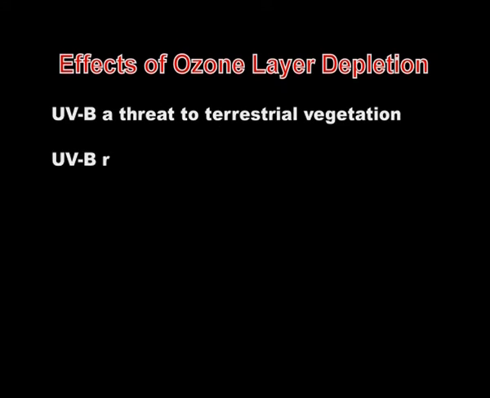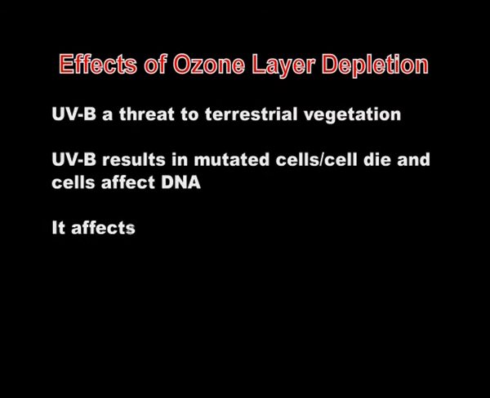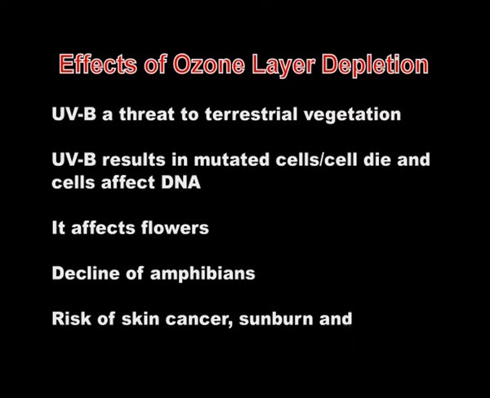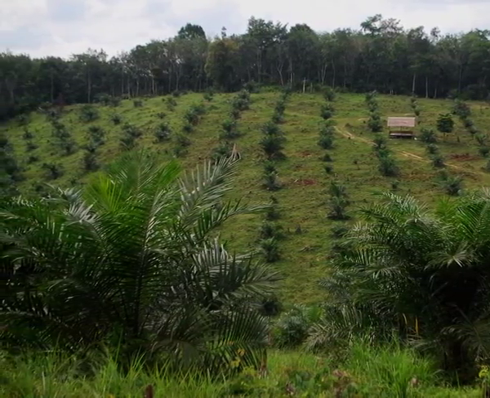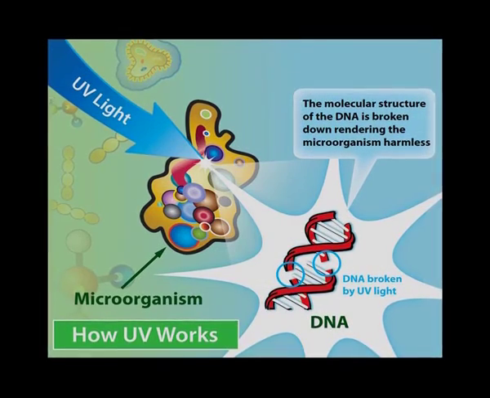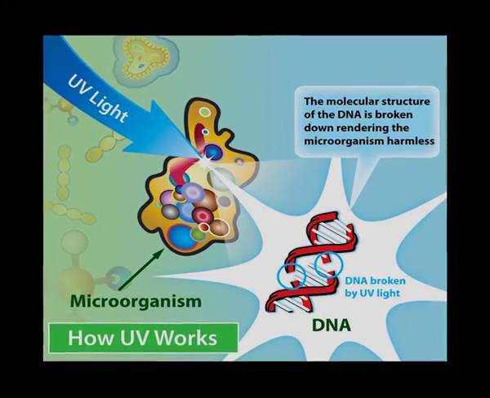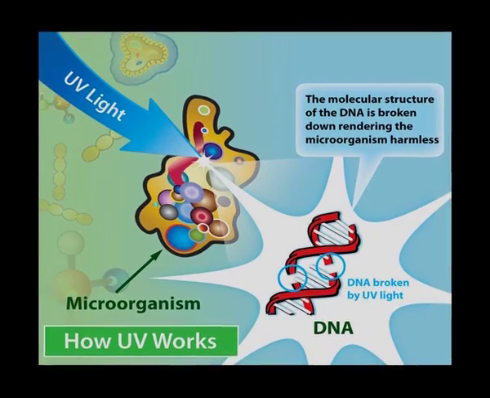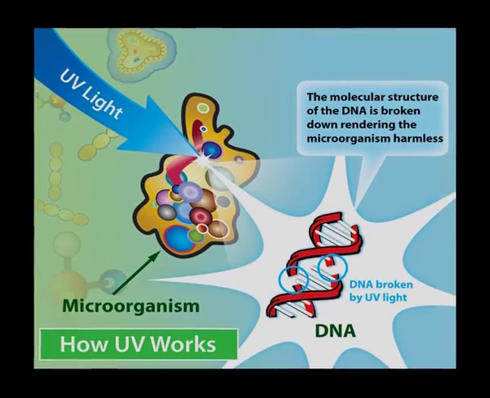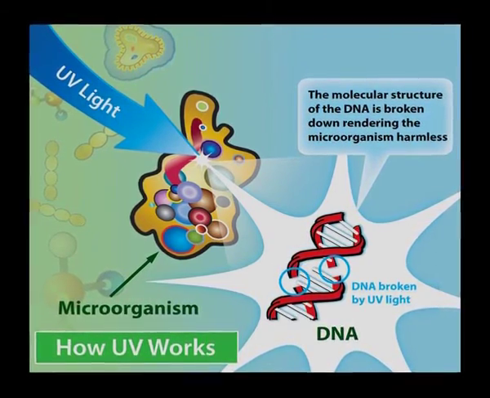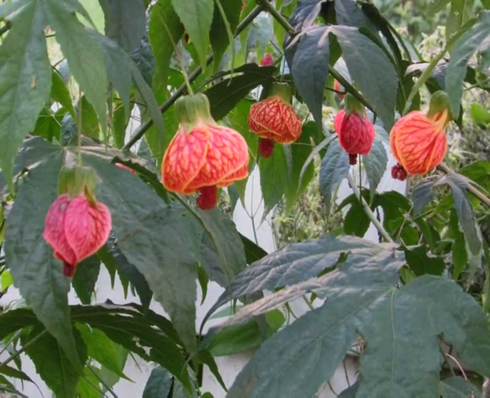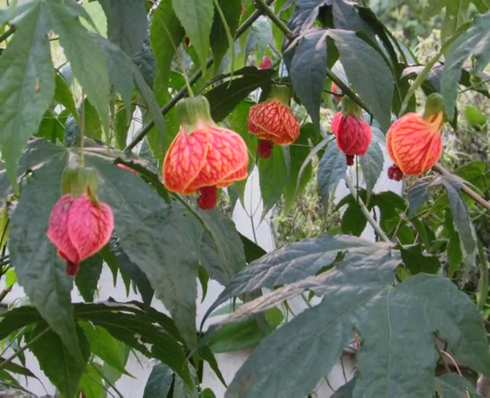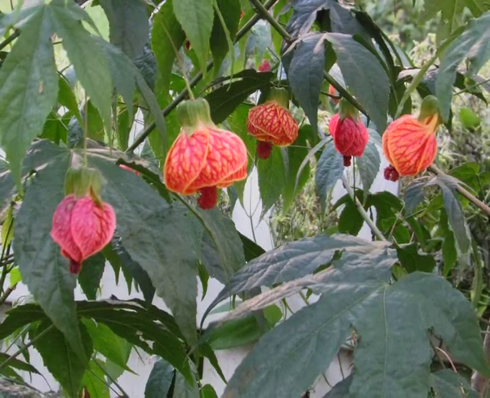Everyone must know the effects of ozone layer depletion on the earth. It is found that the increased ultraviolet B is a great threat to terrestrial vegetation. DNA absorbs ultraviolet B, which results in mutated cells or the cells die, and the cells have developed the ability to repair DNA. It can affect both the timing of flowering as well as the number of flowers in certain species.